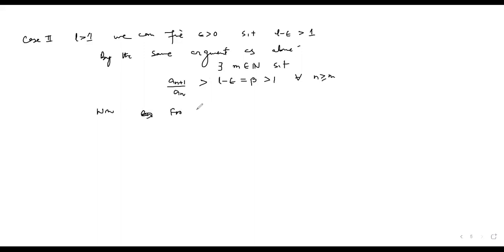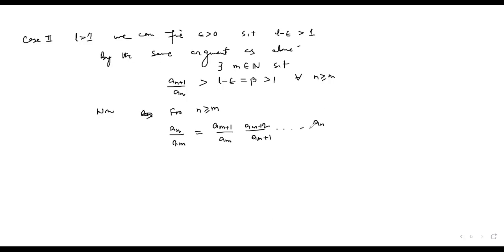Now for n bigger than or equal to m, a_n by a_m is equal to, I will write, a_{m+1} divided by a_m into a_{m+2} divided by a_{m+1}. What did I do? m plus 1 came, m came. What should be the next? m is increasing, so m plus 2 should come, m plus 1, so on and so forth.